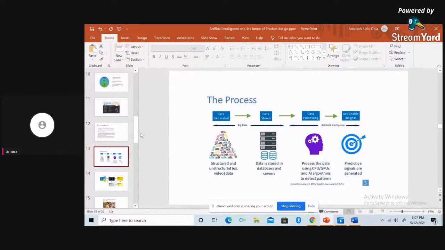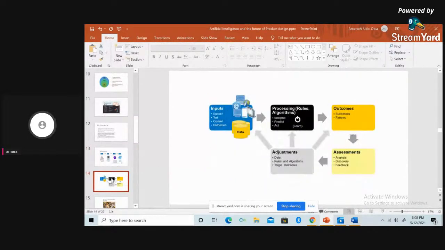So the process of AI, of course, requires a large input of data, and then the data is stored and processed into actionable insights. This is just an overview, like I said before. I'm not going to go in depth because that's not really our scope. So the inputs could be speech, it could be text, it could be context, it could be outcomes. It's kind of portrayed in this figure here. If you can see my screen here.